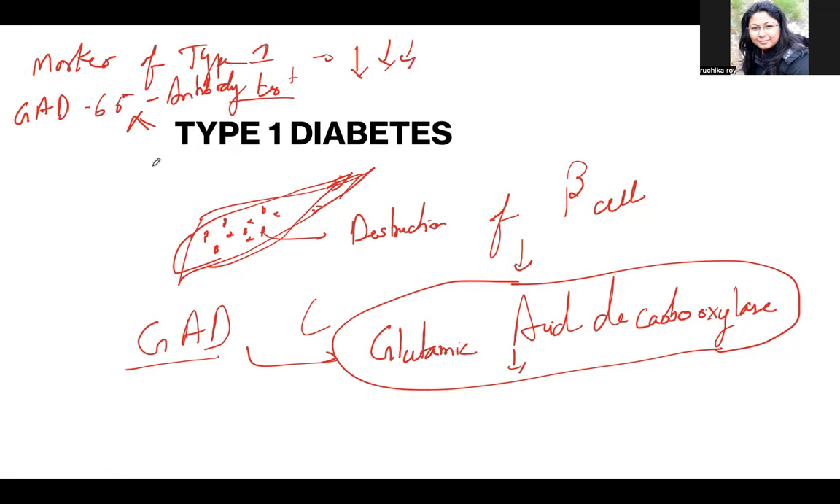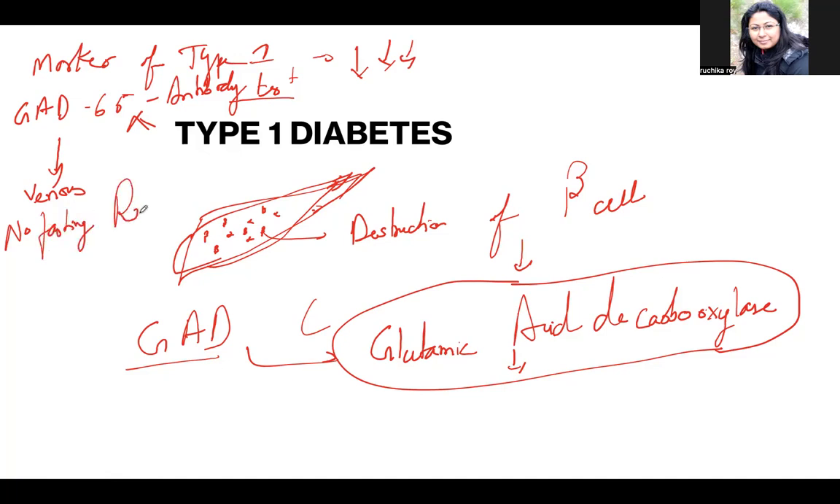We know that for blood sugar you check the fasting level, the PP level and HbA1c. But to know whether it is type 1 diabetes or type 2 diabetes, we have to do the GAD 65 antibody test. This is basically a marker of type 1 diabetes. And remember, the blood should be venous blood, and no fasting is required.